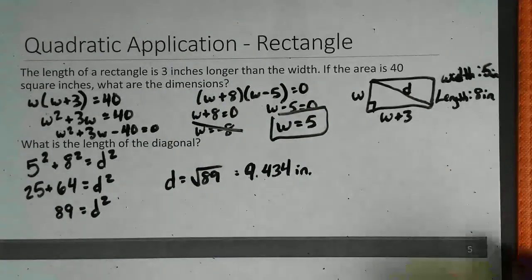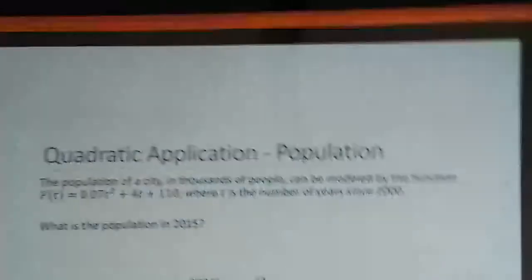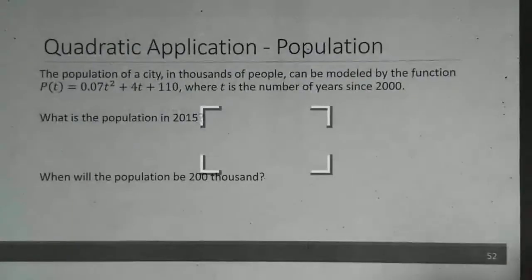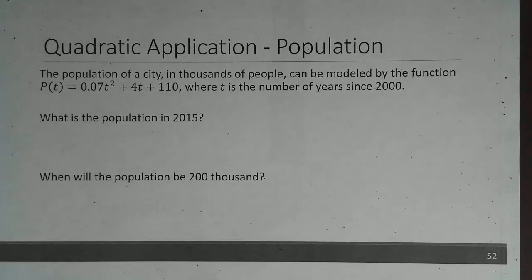There's one more problem we're going to look at in terms of applications. It's going to be a population. The population of a city in thousands of people can be modeled by the function P of t is equal to 0.07 t squared plus 4t plus 110, where t is the number of years since 2000. First up, we want to know what is the population in 2015. Then we want to know when will the population be 200,000. So first up, what is the population in 2015?